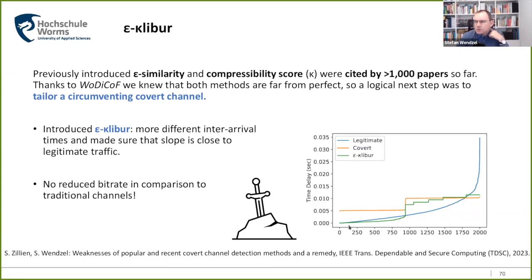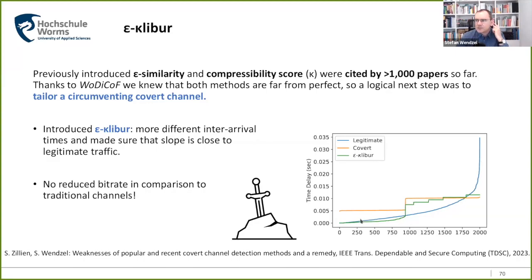So if you look at the blue line here, it shows you legitimate traffic. For a window of 2,000 packets, it's the sorted inter-arrival time, so inter-packet gaps. Typical legitimate traffic looks like the blue line, and some simple trivial covert channel looks like the orange one here. So we have 2 states and more or less the same value across many, many times.